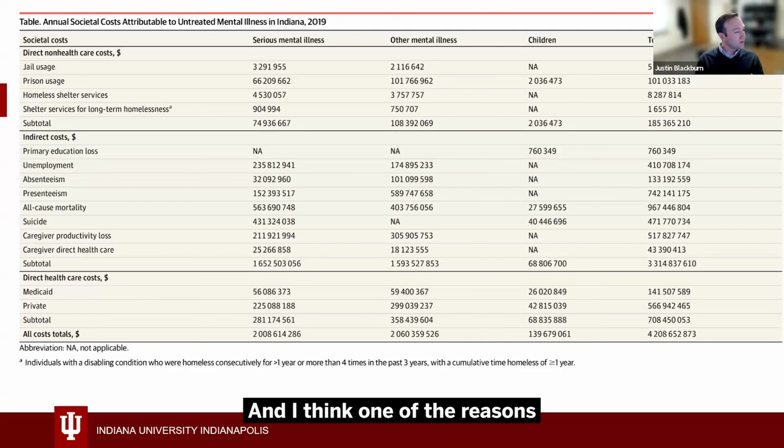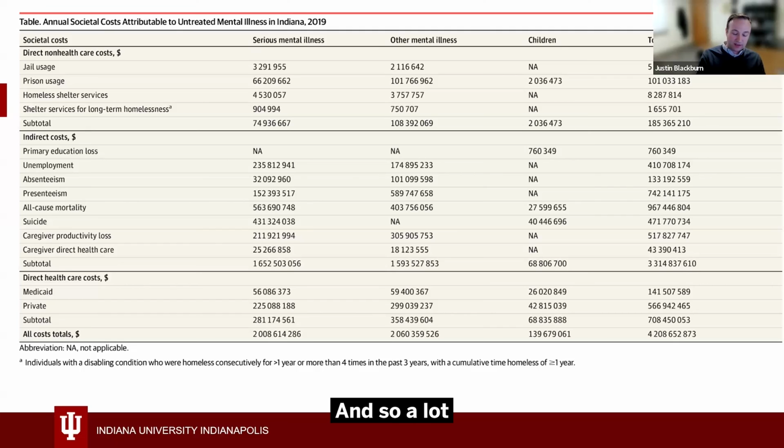And so this is a big cost. And I think one of the reasons is less about, oh, this is a big line item. It's that it is very prevalent. And so there's a lot of costs in the aggregate in this category.